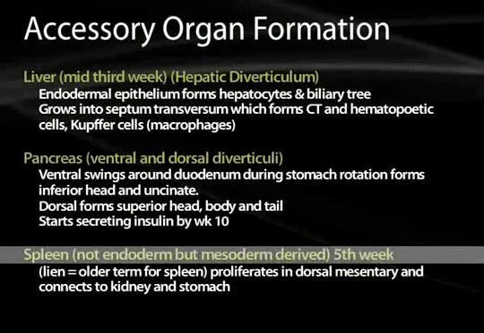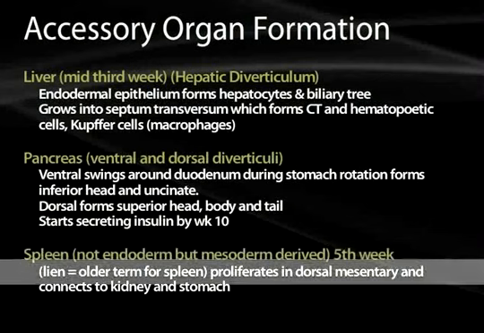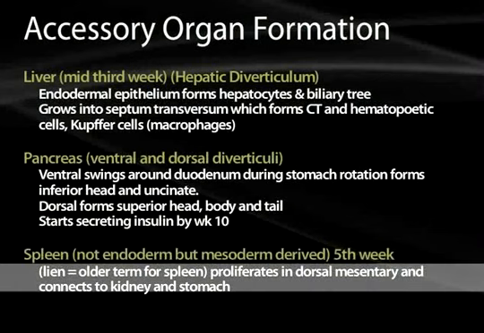The spleen is not a foregut-associated organ, although it is closely associated because of the vascular supply, but this one forms in the mesoderm around the 5th week. It's going to proliferate into dorsal mesentery, and it will connect to the kidneys and stomach via those mesenteries.